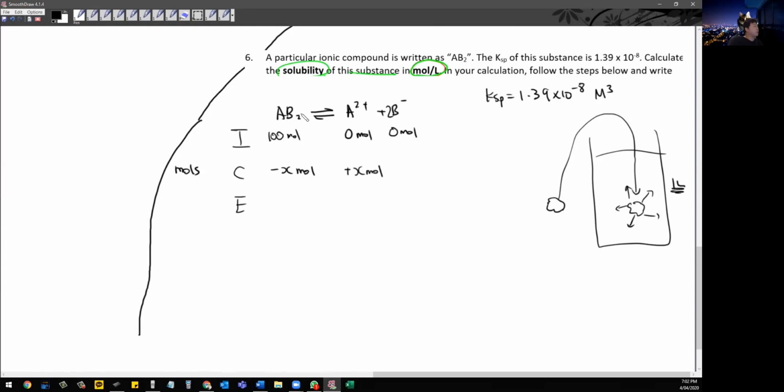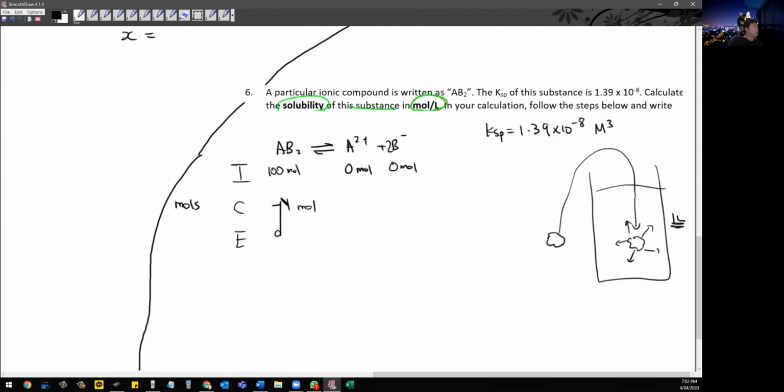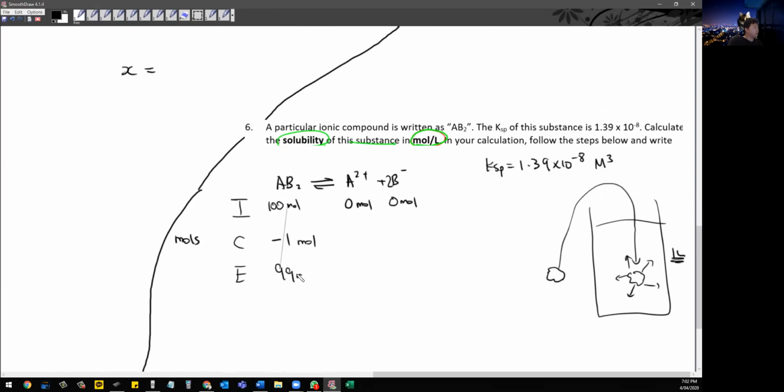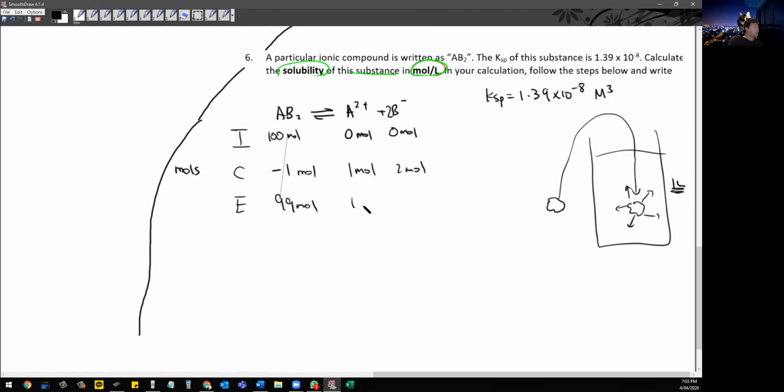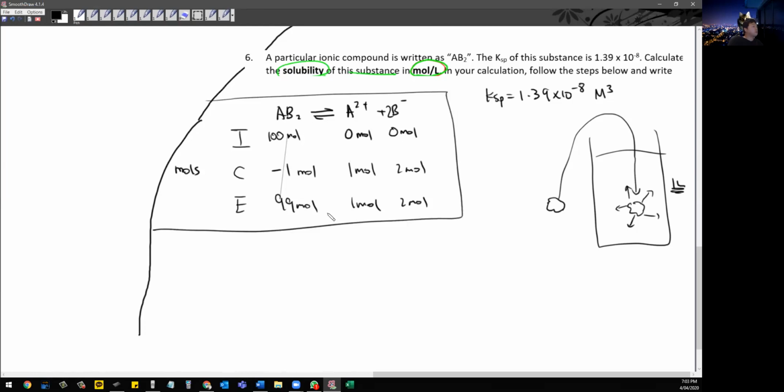So if X mole of that is dissociated into those two, you get X mole of that. For example, if you have minus 1 mole, then you get 99 mole, right? And let's say then you get 1 mole of that and 2 mole of that, right? And this will be 1 mole and 2 mole, true? Now let's suppose that this actually happened. What would be your KSP?